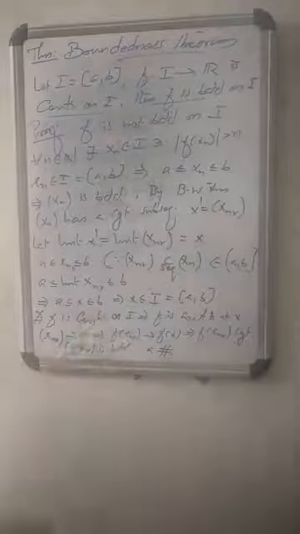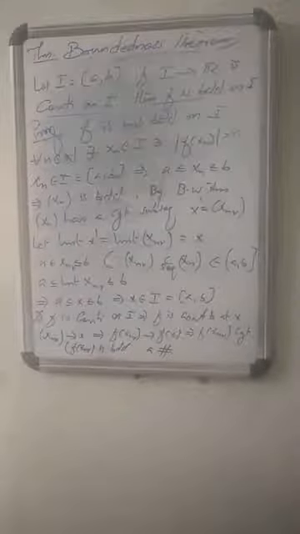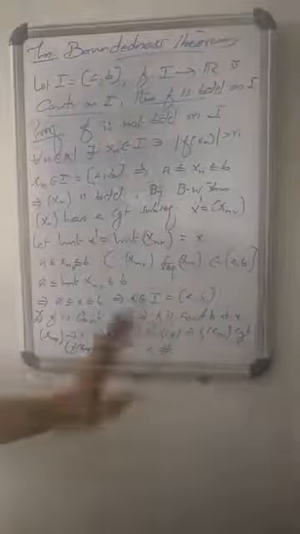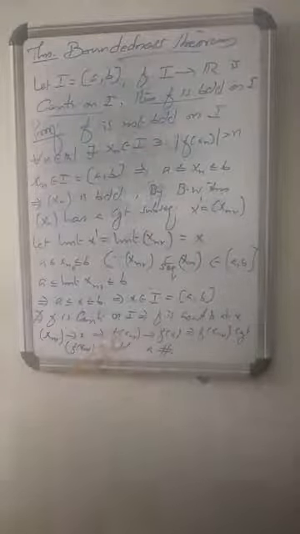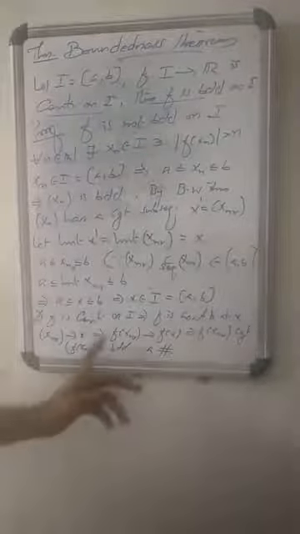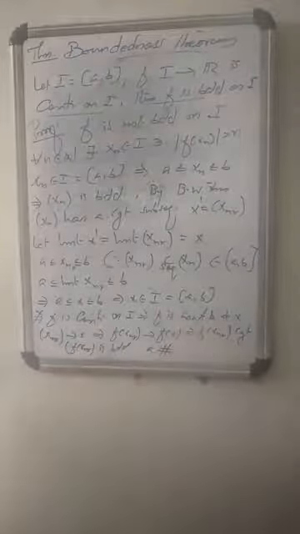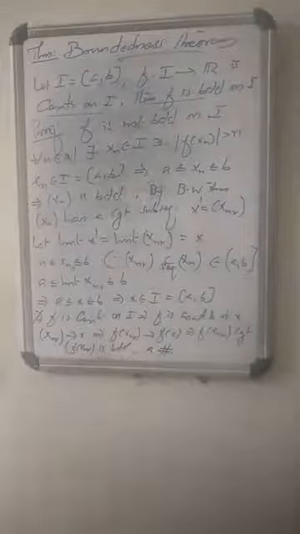So f is continuous on I. f is continuous at x, because if a function is continuous on an interval, then it is continuous at each and every point of that interval. So xnr converges to x, and since f is continuous, f of xnr also converges to f of x. But a convergent sequence is bounded. Therefore f of xnr is bounded.